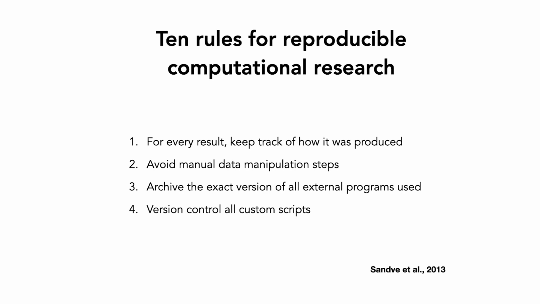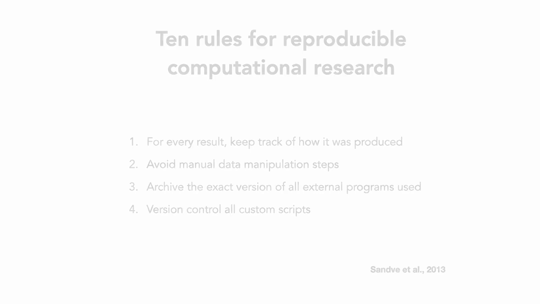If you really cannot avoid manual manipulations, make sure to note down what these manual procedures are, and in as much detail as possible. Rule number 3, archive the exact version of all external programs used. If you do not, your code might end up not working because some version of some of the programs you used would have changed between the time at which the code was written and the time at which someone else tries to run or use it. Rule number 4, version control all custom scripts, which brings us to version control.